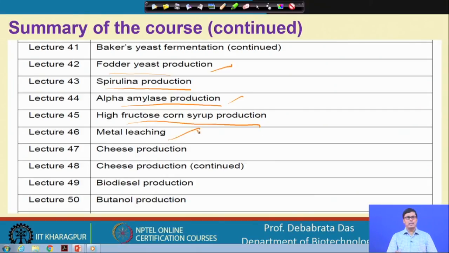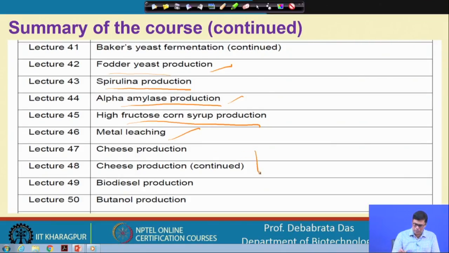Metal leaching is another important biochemical application, because particularly when an ore contains a small amount of that metal, then we don't go for the chemical process, we go for the biochemical process, the metal leaching process, by which we can recover it. That is already applied in the industrial sector.